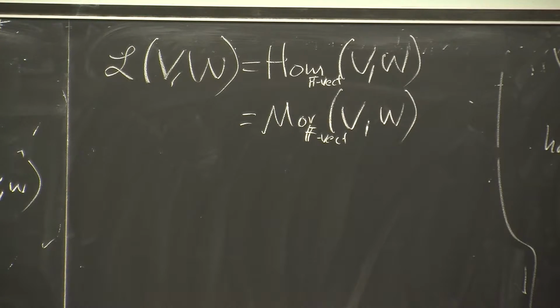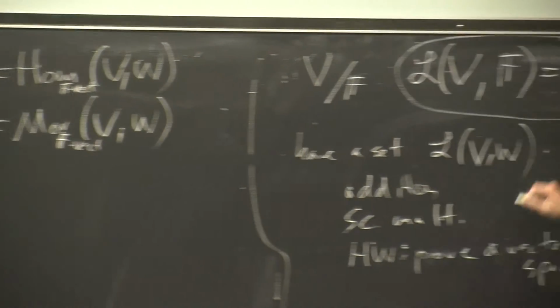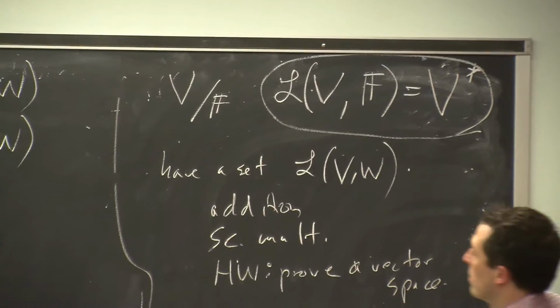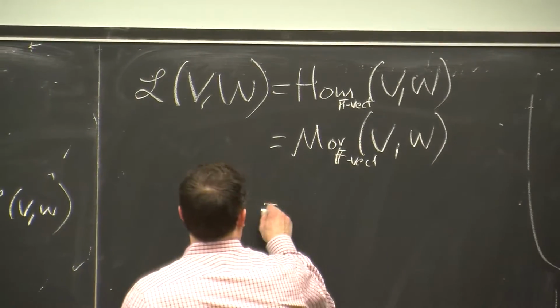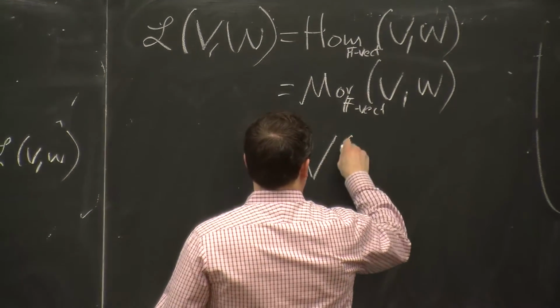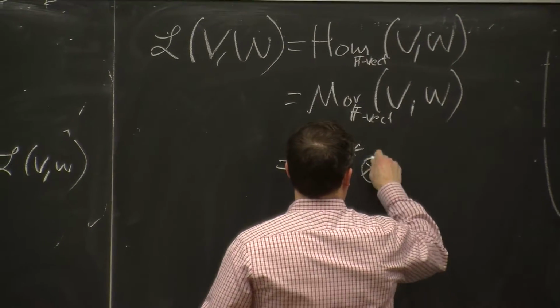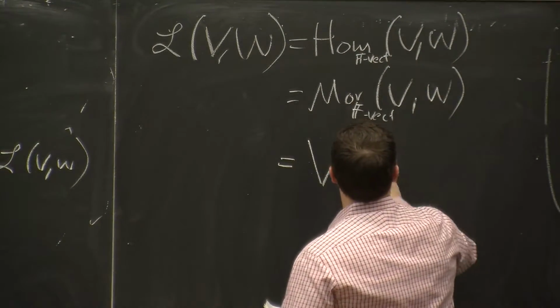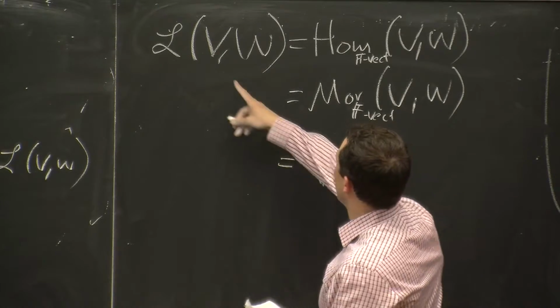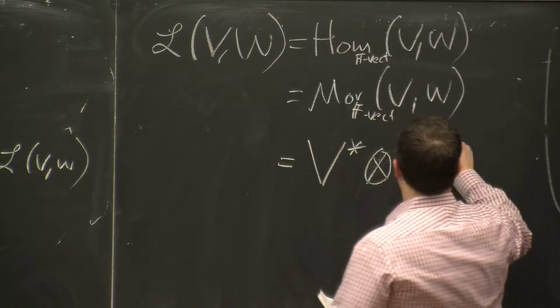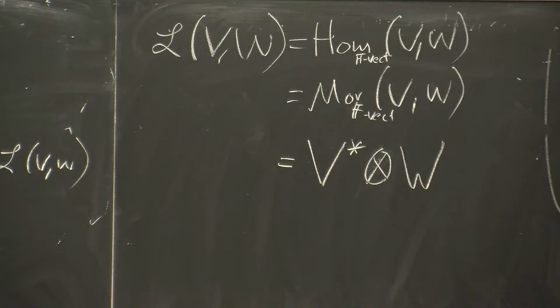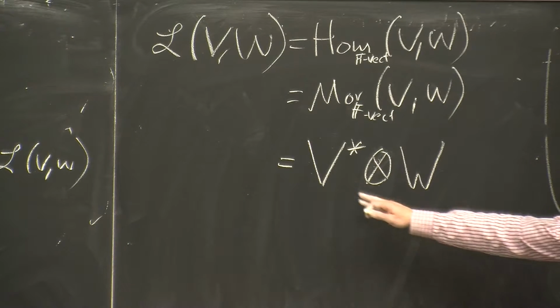And if you remember this piece of notation, the special name for the dual space, there's another thing we'll see more of later, which is this. The space of linear maps from V to W is the tensor product of two vector spaces, V dual and W.